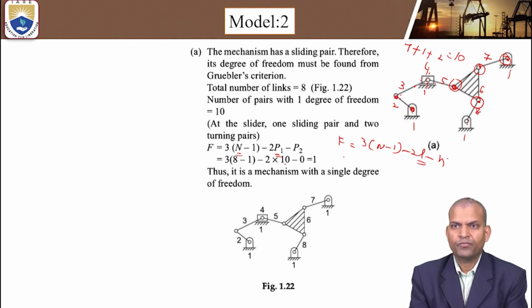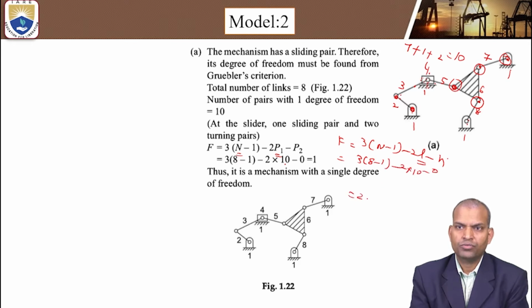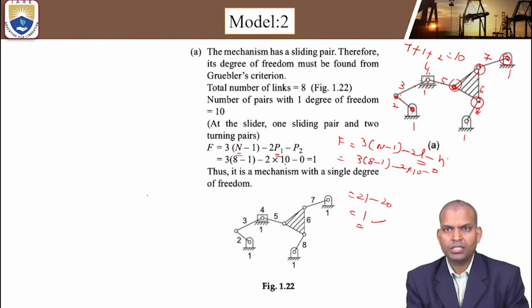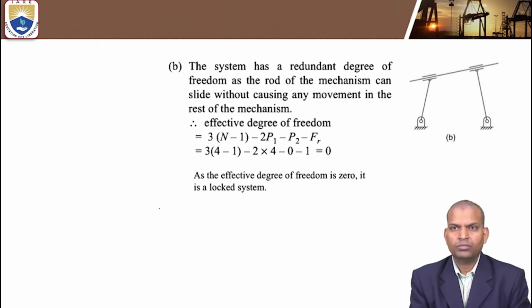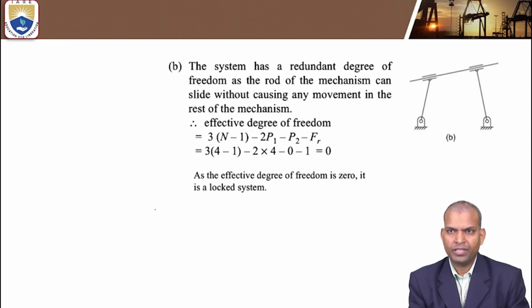Substitute in this formula: 3 into 8 minus 1, 2 times 10 minus 0. That is 21 minus 20, equal to 1. So the degree of freedom of this mechanism is 1. This mechanism is a single degree of freedom mechanism. Alright. Now under model 2, second problem, very important.